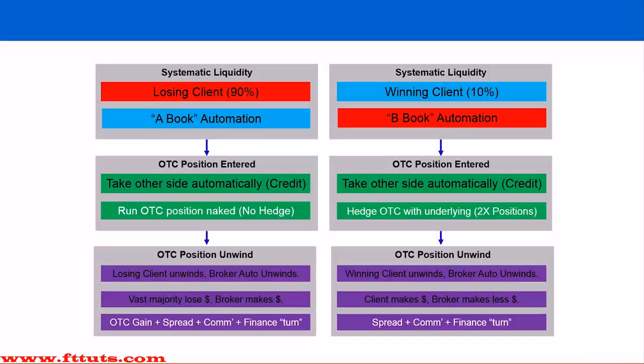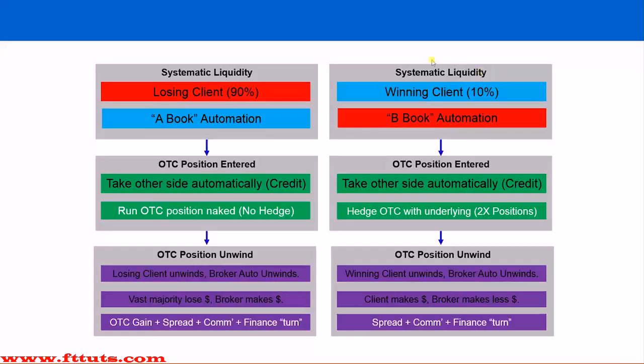So when you unwind, the broker auto unwinds. The client makes dollars, the broker makes dollars, but they'd make less. So in this instance, they're making the spread or commission, and they're making money on the financing term. In this situation, whether you're a losing client and the broker takes the other side, or you're a winning client and the broker takes the other side but follows the position as well, so they automatically hedge your winning position, whether you're a losing client or a winning client, it doesn't matter to the broker, because they make money with no risk, no matter what happens. This is how the infrastructure works.